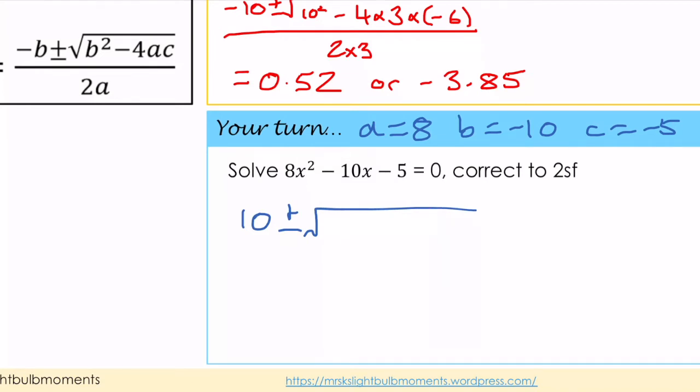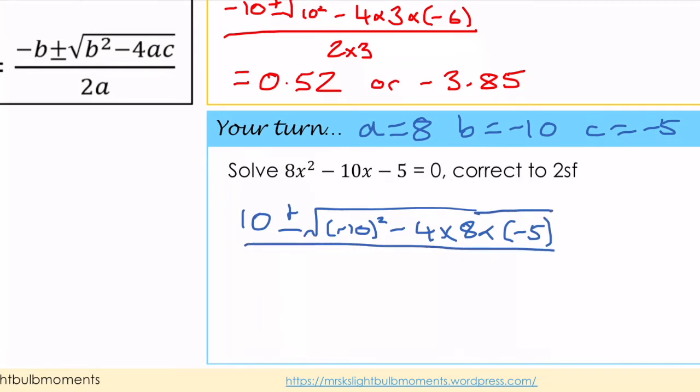Now, that's actually going to be exactly the same as 10 squared, so it doesn't really matter about the negative on this bit. But again, if you're wanting your technique to be flawless, just pop it in a bracket, minus 10 squared. And then minus 4 times A times C. All right, all over 2 lots of A, so 2 lots of 8. And then you can pop it into your calculator.